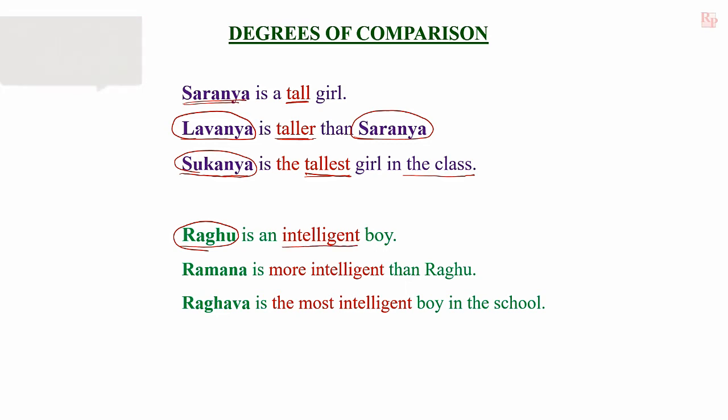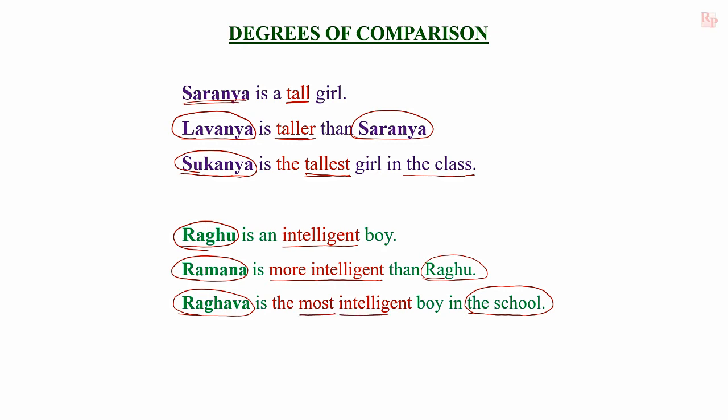In the next example, we are comparing Ramana to Raghu. That's why here we are using "more intelligent." They added "more" to "intelligent." And in the third example, we are talking about Raghava, but we are taking the whole school into consideration. That's why we are using "most intelligent." That is the superlative form of the adjective. Like that, we can use the positive, comparative, and superlative forms of adjectives.